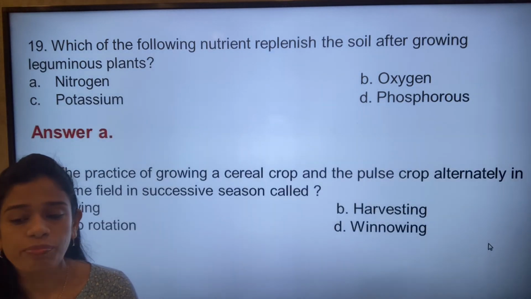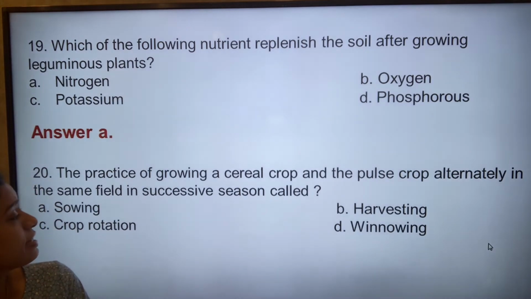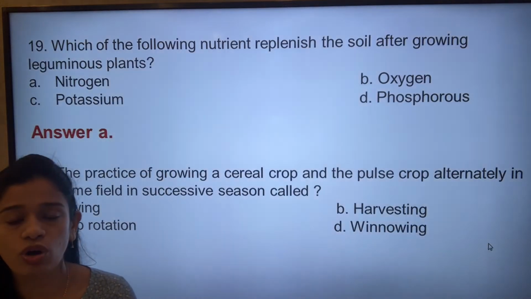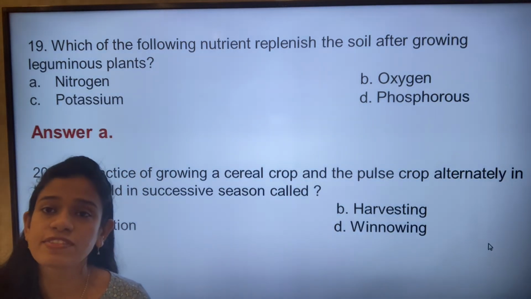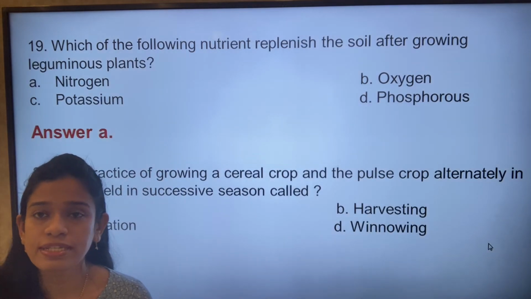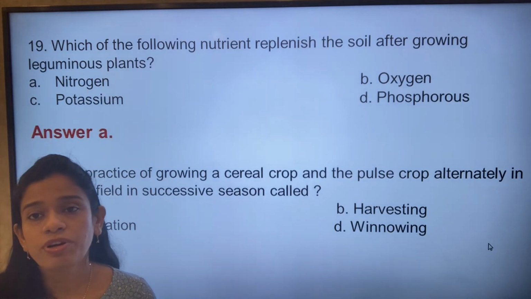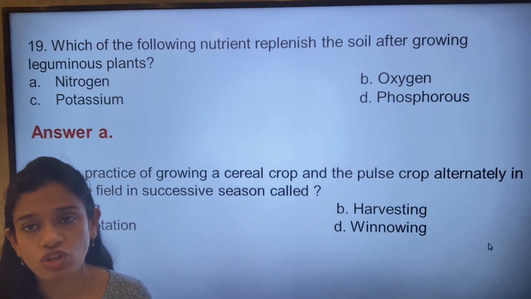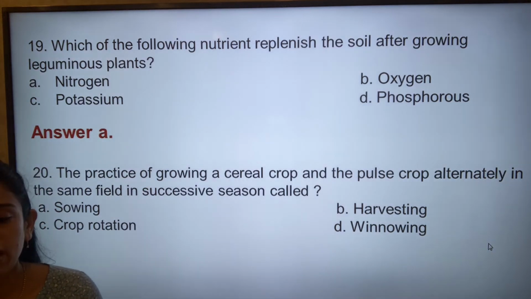The next question, the practice of growing a cereal crop and a pulse crop alternately in the same field in successive seasons is called. This process of growing one crop after the other in successive seasons, mostly one a cereal and one a pulse crop, is done because a pulse crop is generally grown to maintain the fertility of the soil. It is known as crop rotation, that is option C.